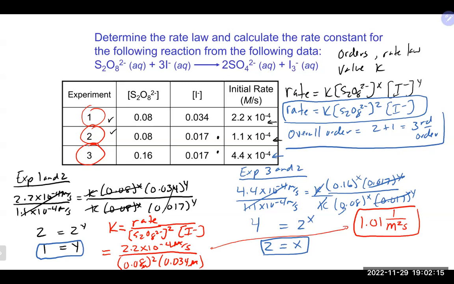Any questions on any of those? So that's a very typical type problem. Like I said, these tables only have 3 entries, but you may have ones with 4 or more, but you just really want to choose 2 entries at a time, one where it keeps one constant, the other one varies, and so forth. Any questions on how to figure out the rate law experimentally here?